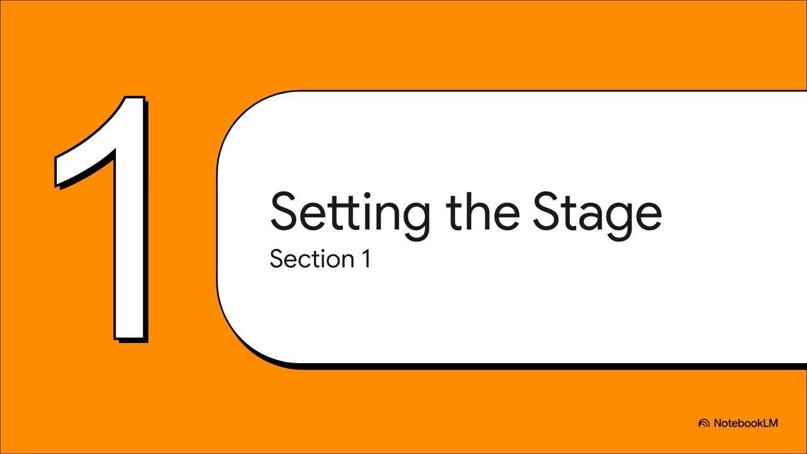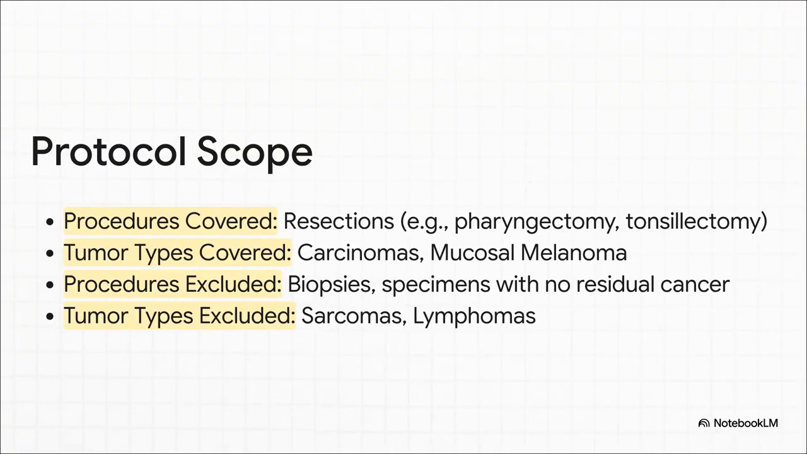Okay, so before we even lay eyes on a single cancer cell, our very first job is to understand the scope of what we're doing. We've got to be crystal clear about what this protocol is for and, just as importantly, what it's not for. And this is a really big deal because it sets our boundaries right from the start. You know, this protocol isn't a one-size-fits-all thing. It's specifically for resections, where we have the whole tumor and can assess everything.